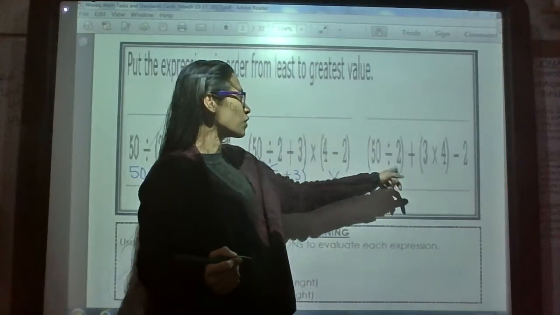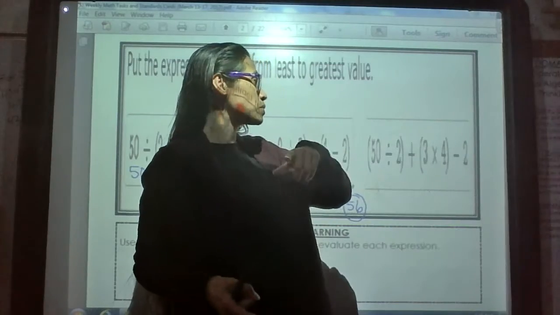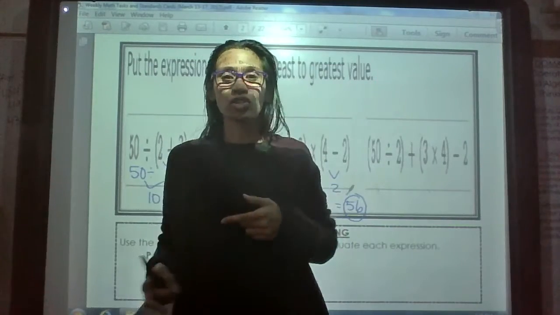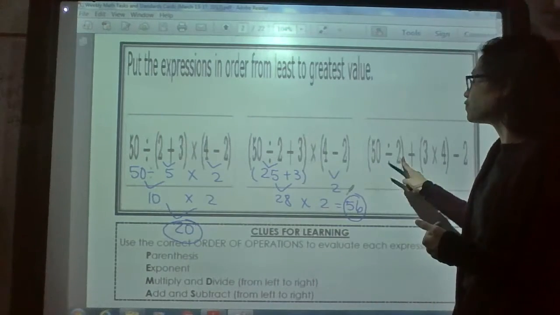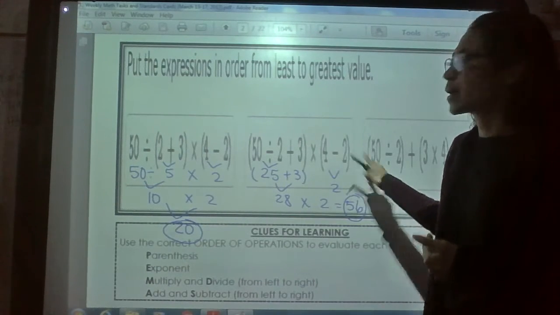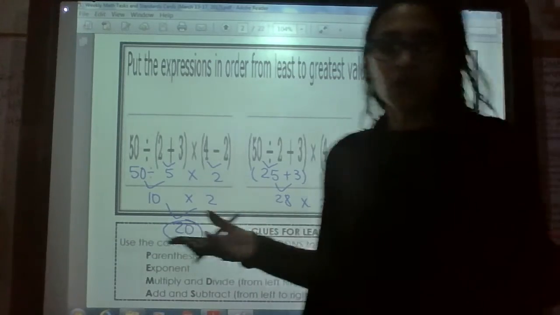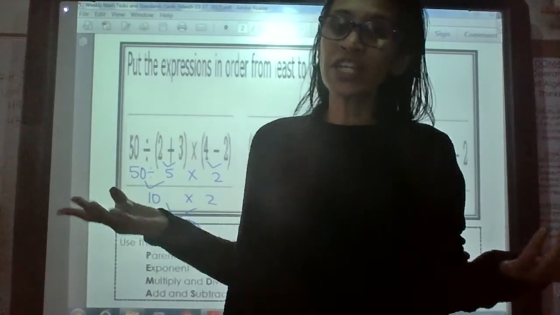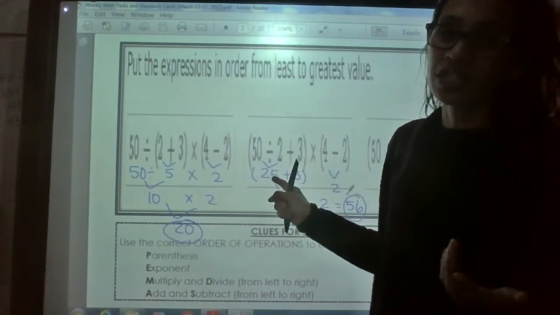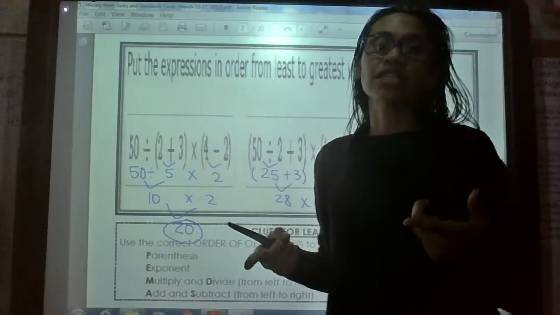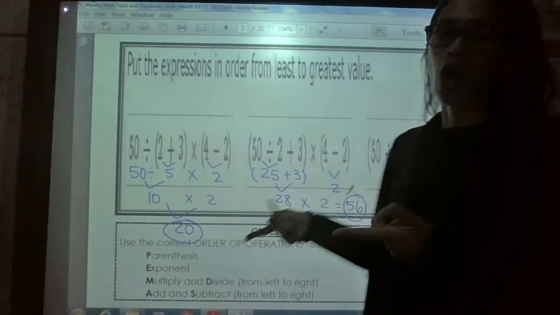It says 50 divided by 2 in parentheses plus parentheses 3 times 4 parentheses minus 2. So what do we do first? The parentheses. So I have 50 divided by 2. What is that? Oh my God, it's the same thing right there. And if you know, oh, did you notice something? Did you notice that they are all the same numbers and operations? What's the only thing that you see that's different? Do you see? Where the parentheses are.